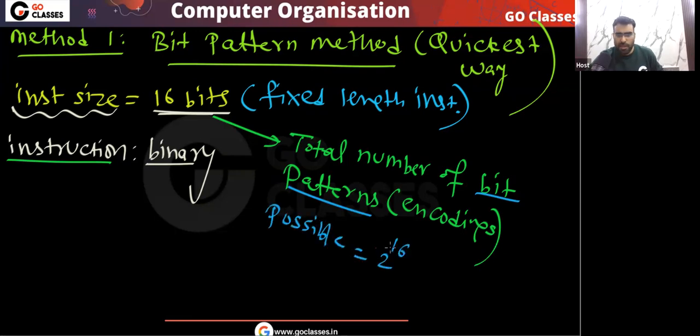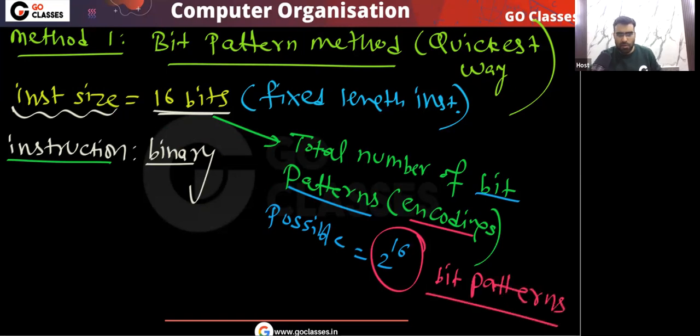Yes or no? These many bit patterns will be possible because you have 16 bits instruction size. Every instruction is a sequence of 0, 1, so instruction is also binary. Now, your instruction has fixed length, that is 16 bits. Using 16 bits, how many bit patterns, how many encodings can you create? So that is 2 power 16. These many bit sequences are possible.